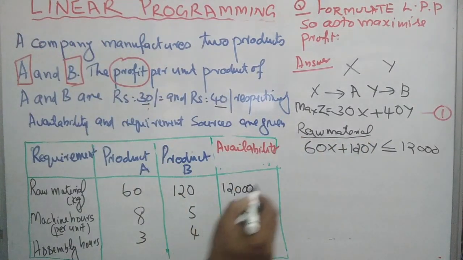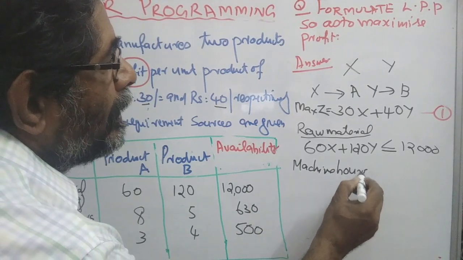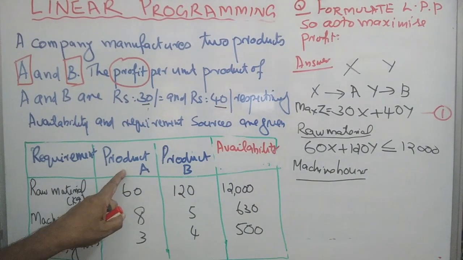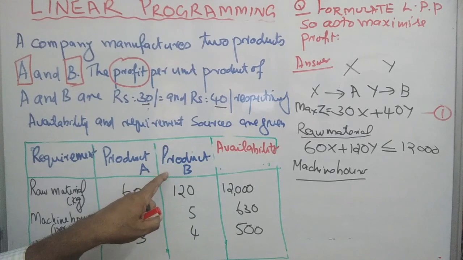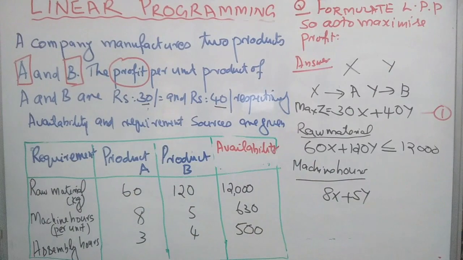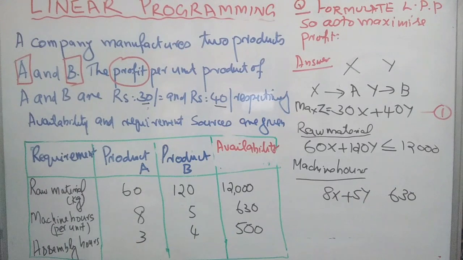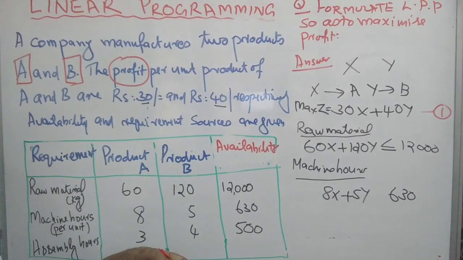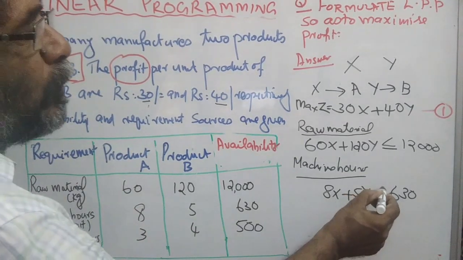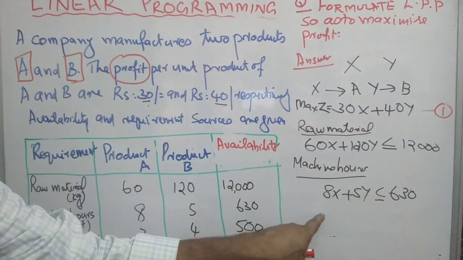The second one is machine hours. The second constraint is machine hours. That is, 8 hours for a unit of product A is required and 5 hours for product B is required. That is 8x plus 5y. What is the availability? 630. We cannot use a single minute more than 630. We may use 630, but never more than that. So that is equal to or less than. So this is so many rupees. This is so many kilograms. This is so many hours.